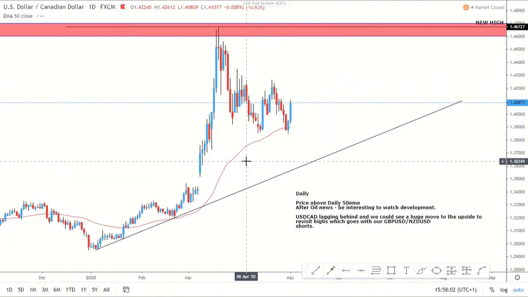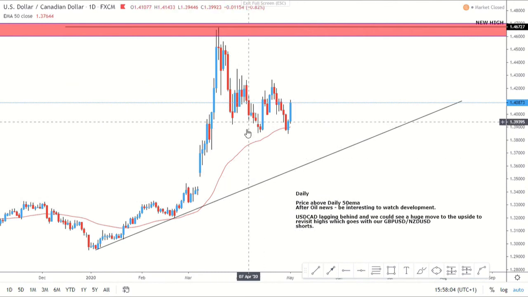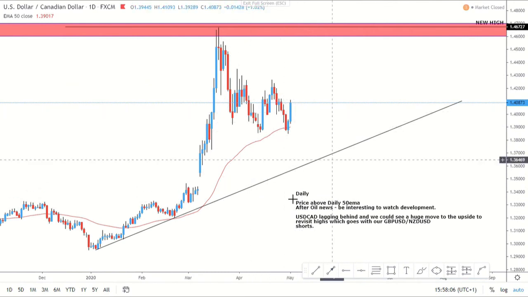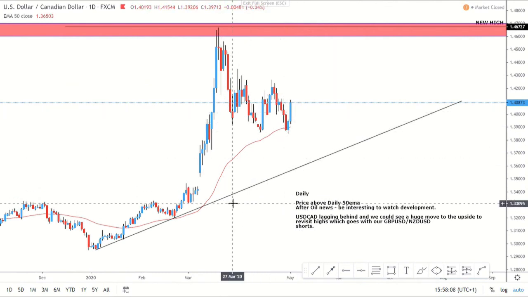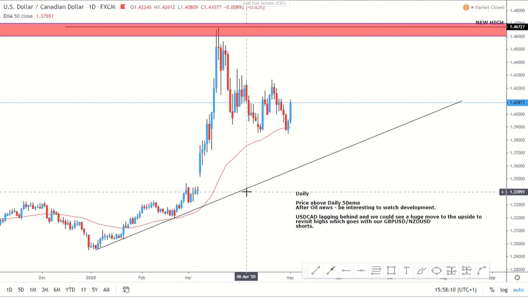So on the daily, we can just see price is above the 50 MA. Obviously, after the oil news, we have to be careful and it's interesting to watch the development. USD CAD's lagging behind, and we can see huge moves to the upside to revisit highs, which obviously goes with our GBP USD and NZD USD shorts as well.